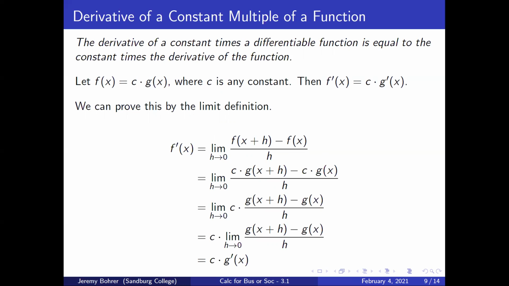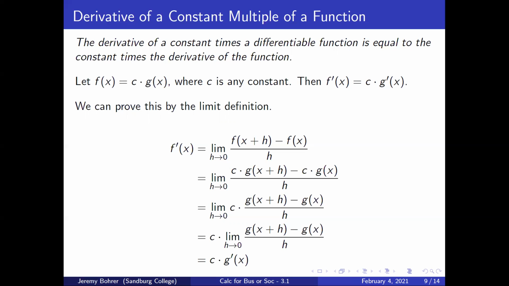The derivative of a constant times a differentiable function is equal to the constant times the derivative of the function. Let f of x equal c times g of x, where c is any constant. Then f prime of x equals c times g prime of x. We can prove this by the limit definition.